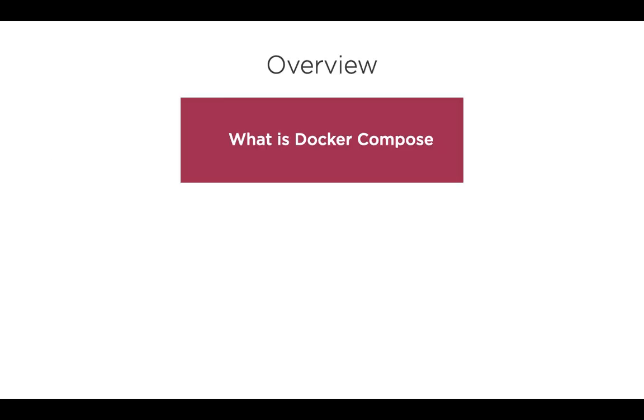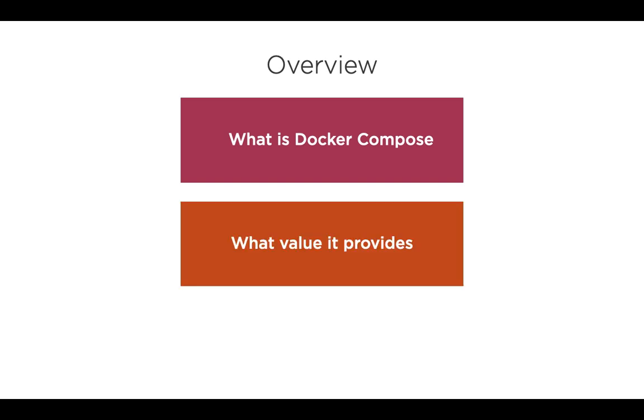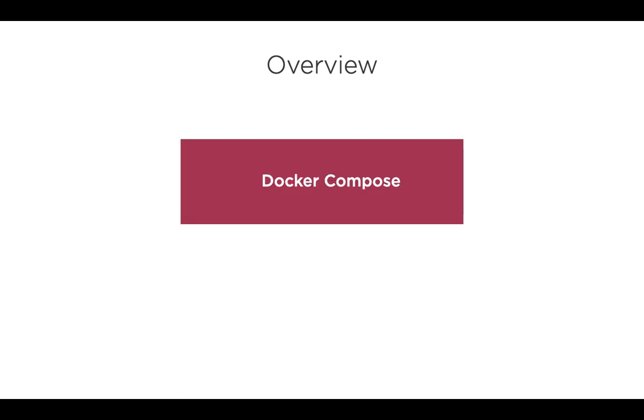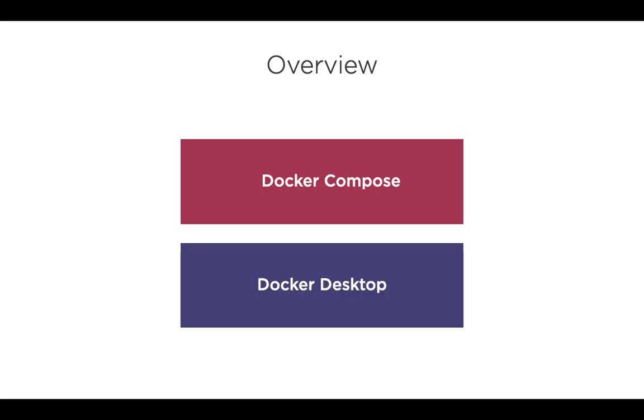In this video, we will quickly talk about what Docker Compose is and what value it provides. Then we will create a multi-container Spring Boot app from scratch, which uses Docker Compose to start and stop Docker containers for a PostgreSQL database and a Redis cache instance and wires it to our app. We will use Docker Desktop to examine our container instances. Please install Docker Desktop if you want to follow along.